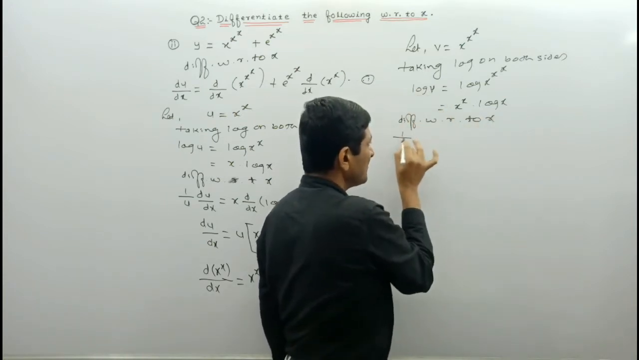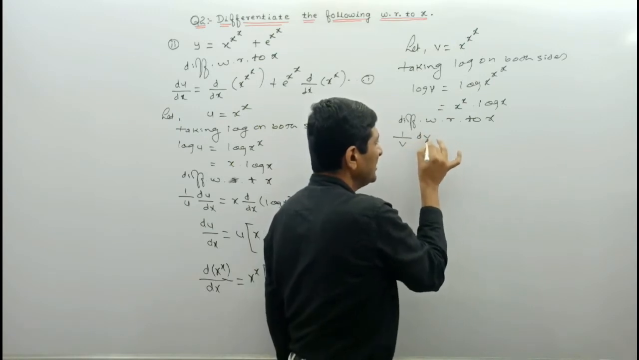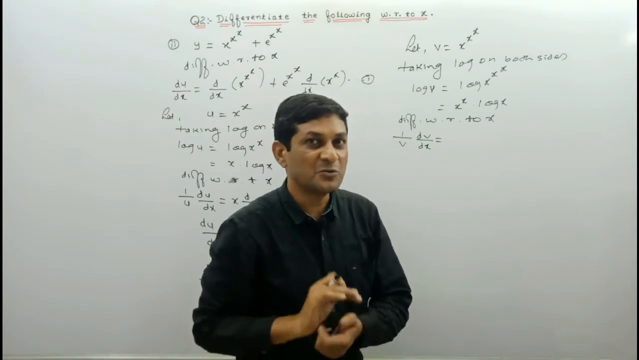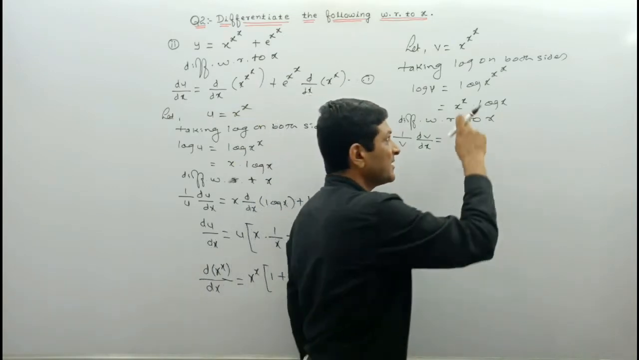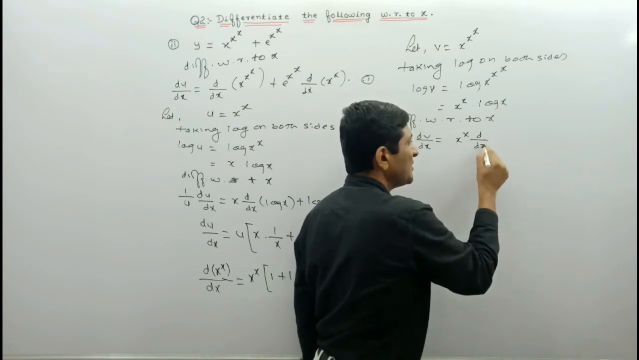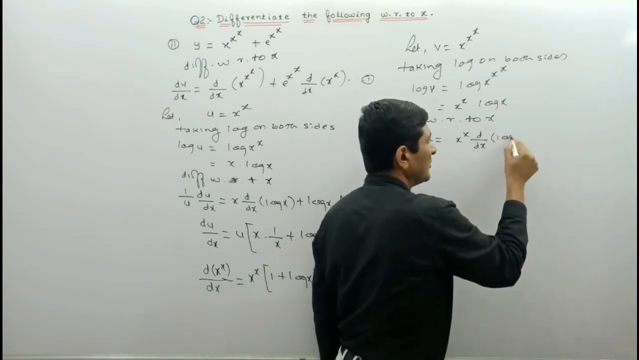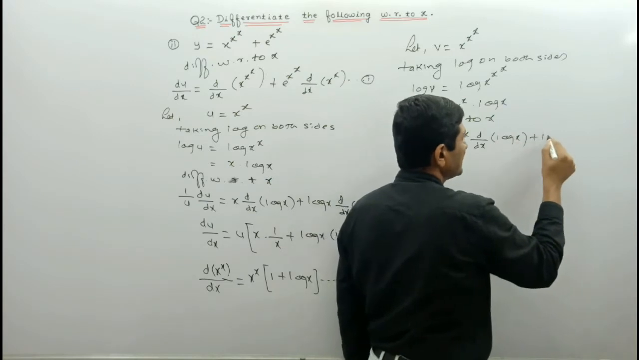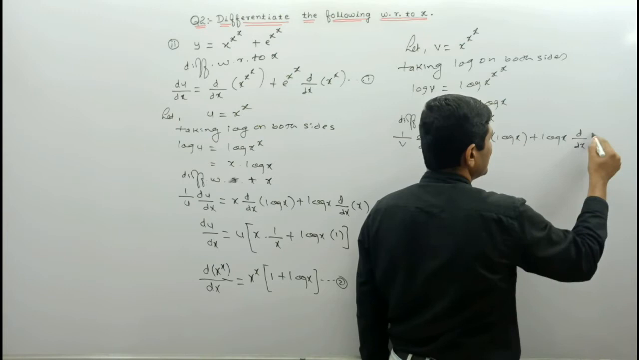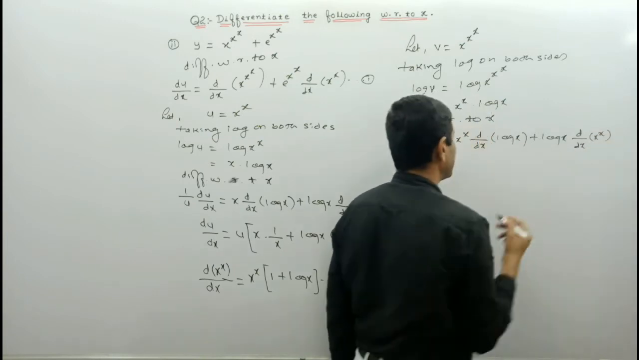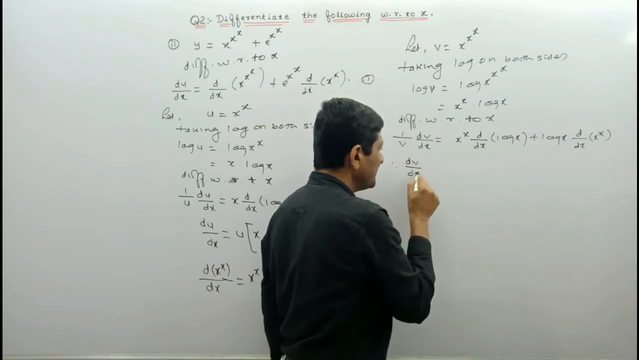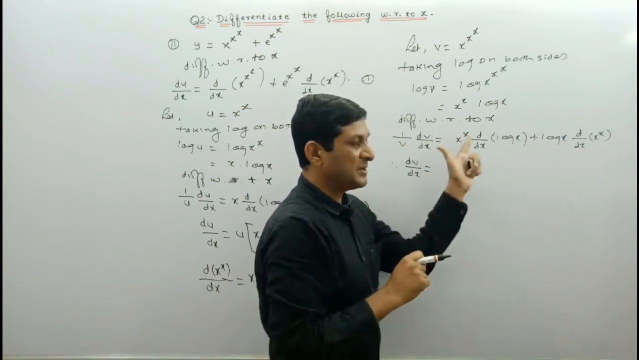On this side derivative of log v is 1 upon v into dv by dx. On this side, to find out differentiation, we have to apply product rule. According to product rule, keep first term as it is, means x raised to power x as it is, into derivative of second term, which is log x here, plus second term as it is, means log x as it is, into derivative of first term. Derivative of first term means derivative of x raised to power x. So therefore dv upon dx will be equals to, v will get multiplied on this side.